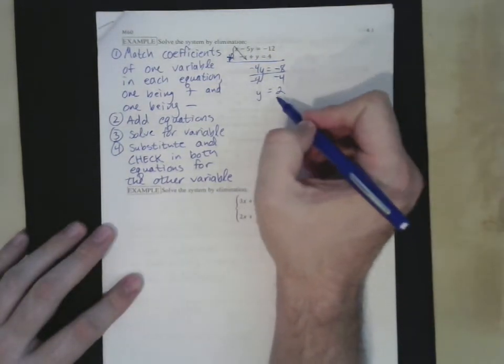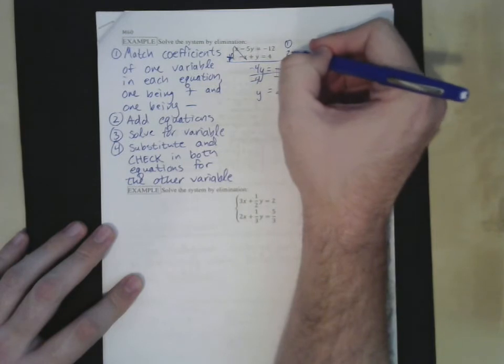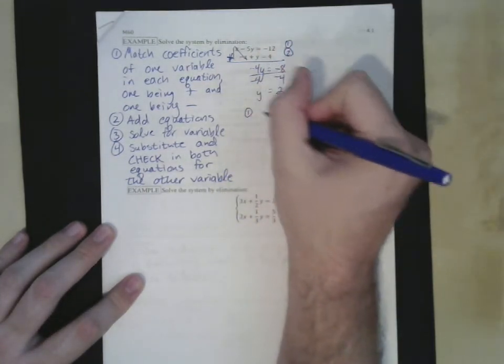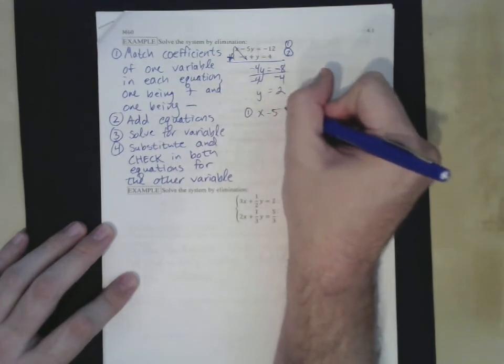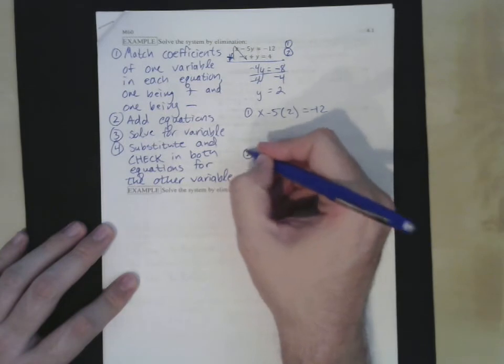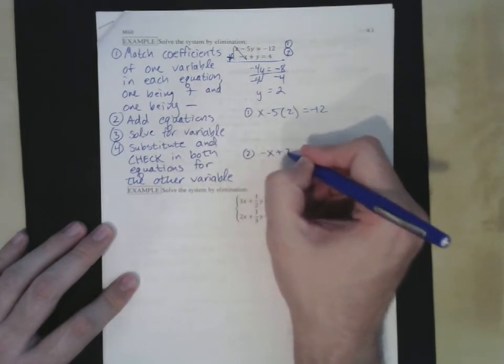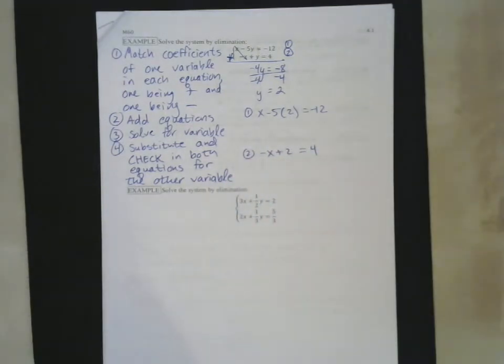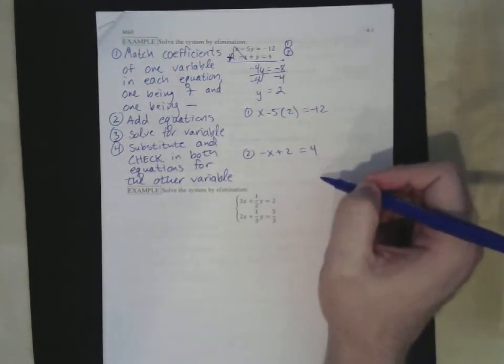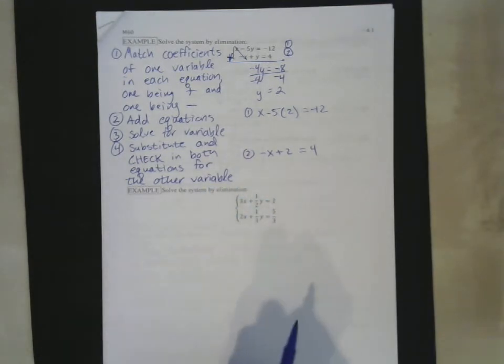Once you have one, we're going to go back to the original equations here, and we're going to plug this y into both. So in equation 1, we have x minus 5 times 2 should equal negative 12. And in equation 2, we have negative x plus 2 should equal 4. So by checking these simultaneously, we are verifying the solution at the same time, provided we don't make any mistake. Now you'll know if you've made a mistake if you get 2 different values here. So this is how we're doing that check at the same time.